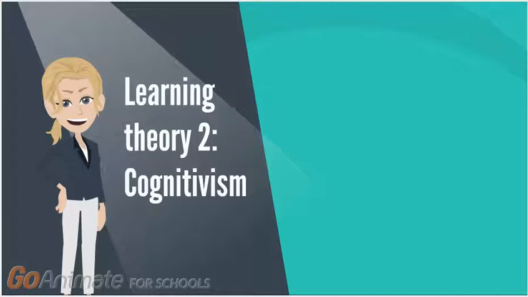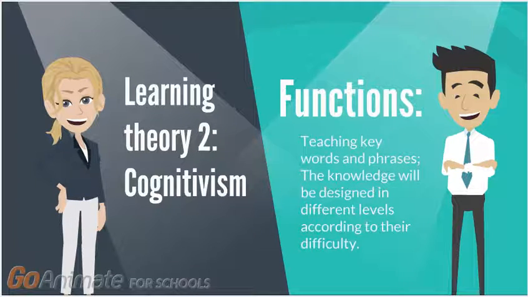Learning Theory 2, Cognitivism. Students learn a foreign language by understanding its elements and structure. By pointing out and explaining these, the essays will be memorized by learners with deep impression. In the process of learning from easy to hard levels, learners make progress when relating new skills to their previous knowledge. Functions: teaching keywords and phrases. The knowledge will be designed in different levels according to their difficulty.